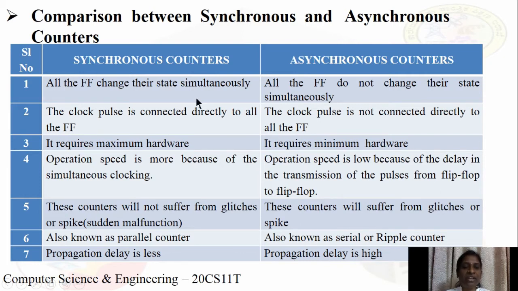The main difference between the synchronous counter and the asynchronous counter is that a synchronous counter changes its state simultaneously because the clock is connected to all the flip-flops. Asynchronous counters do not change their state simultaneously because the clock pulse is not directly connected to all the flip-flops. Synchronous counters can also be called parallel counters, and asynchronous counters can also be called ripple counters or serial counters. These are the main differences between the synchronous counter and the asynchronous counter.